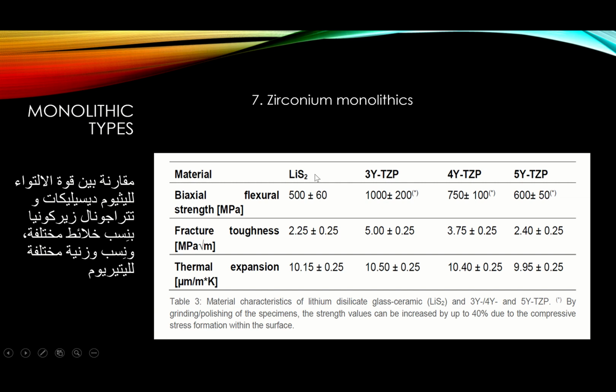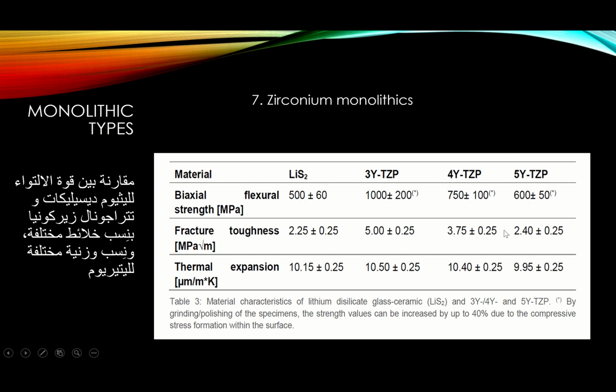Look, this is pretty much roughly the averages. Lithium disilicate, even from Ivoclar Vivadent, you're talking about 500 megapascal of strength. 3 deuterium tetragonal stabilized around 1000, 4 deuterium around 750, 5 deuterium around 600, even plus and minus 50.